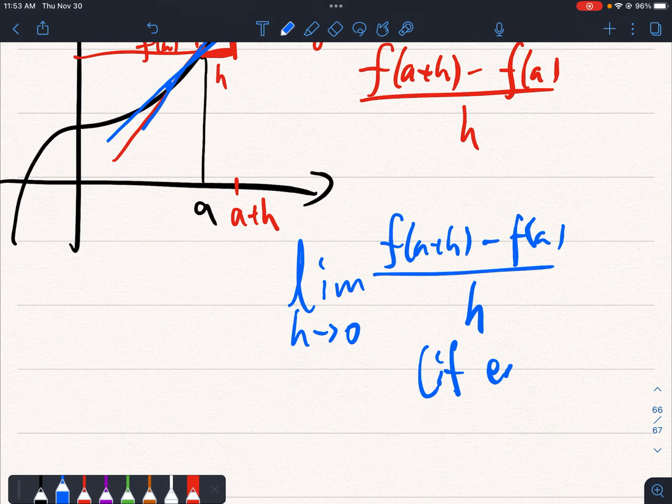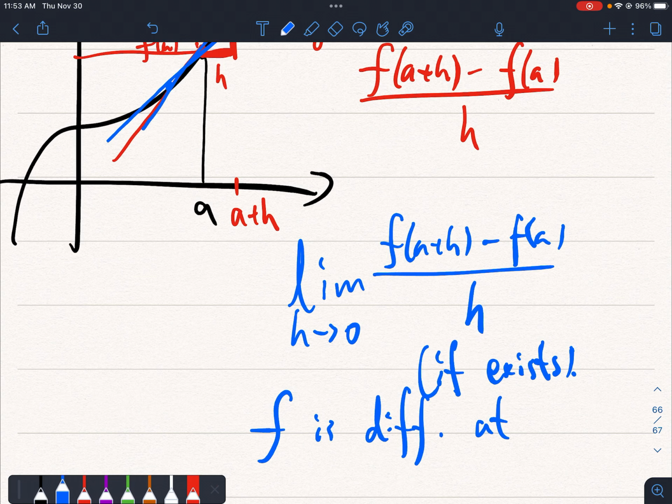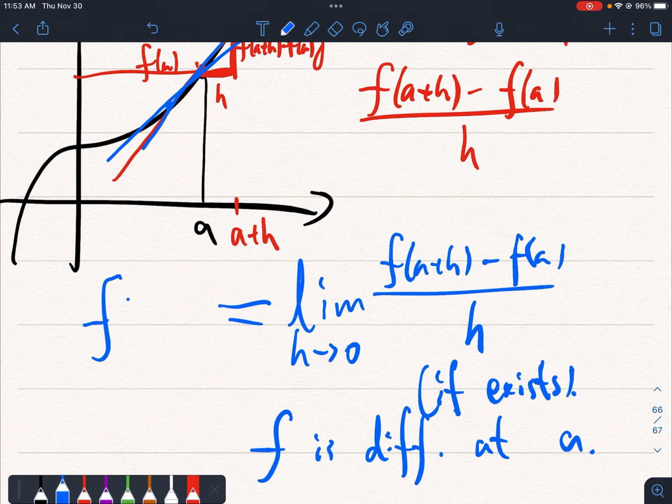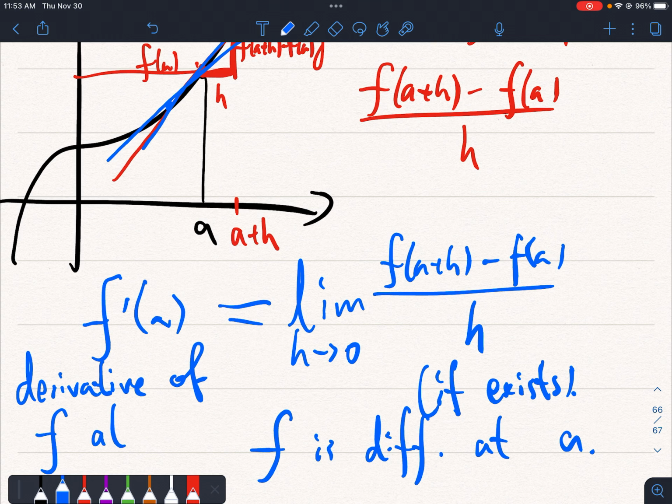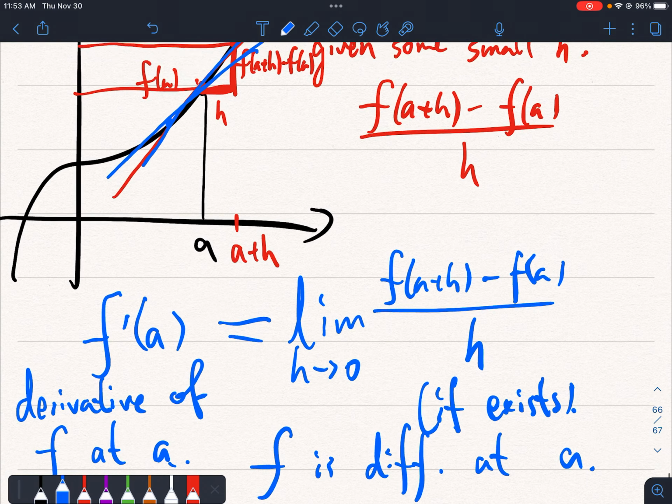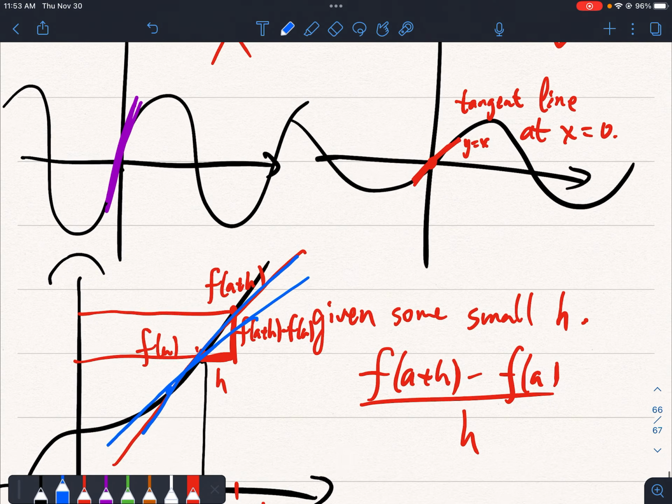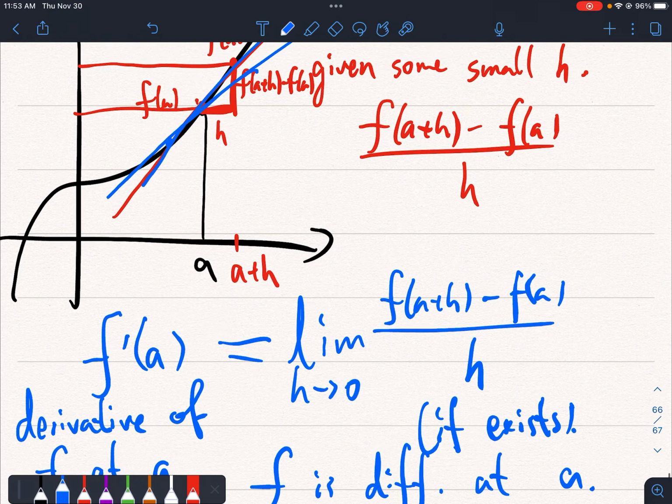Okay, so if this limit exists, then we say the function f is differentiable at this point a. And then this value is denoted by f prime of a, called the derivative of f at the point a.